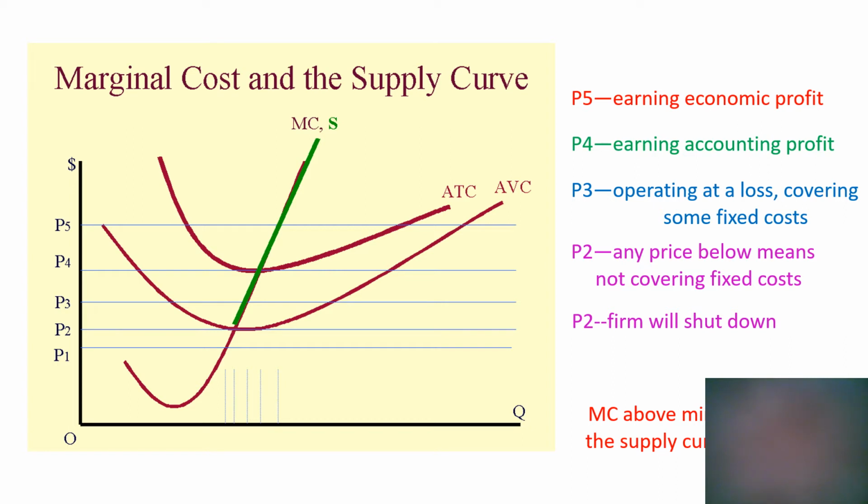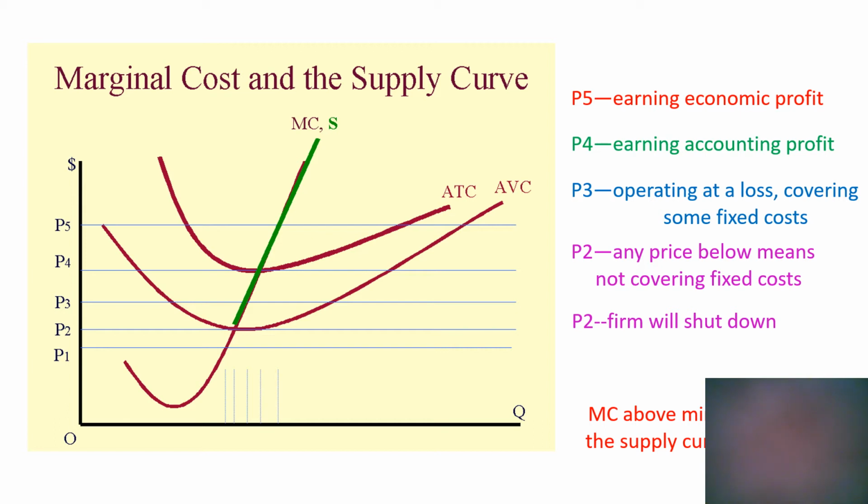At price P3, we recognize that they are below the minimum of average total cost, but they're above the minimum of average variable cost. Because they're below average total cost, we know that they are not earning any accounting profit or economic profit, and so they are operating at a loss. But they will continue to stay in business, hoping that the cost will come down or that something in the industry will increase the demand for the product, hence increasing the price and allowing them to earn at least accounting profit.